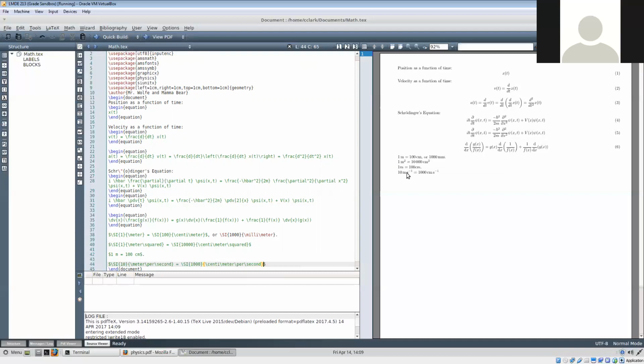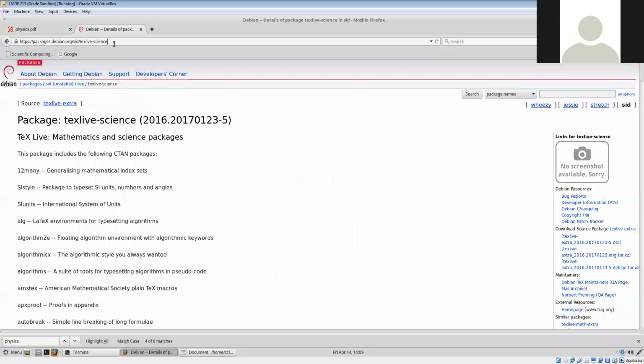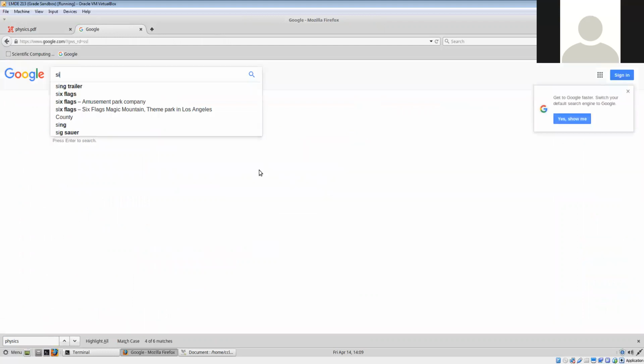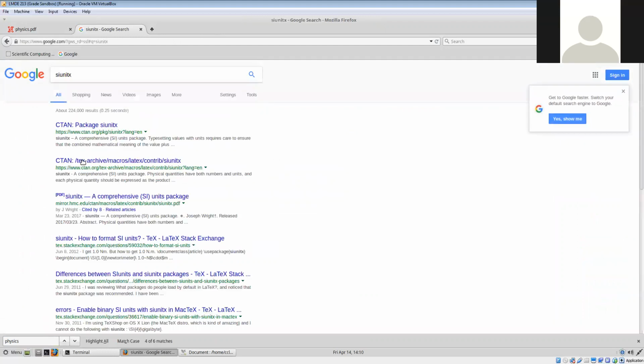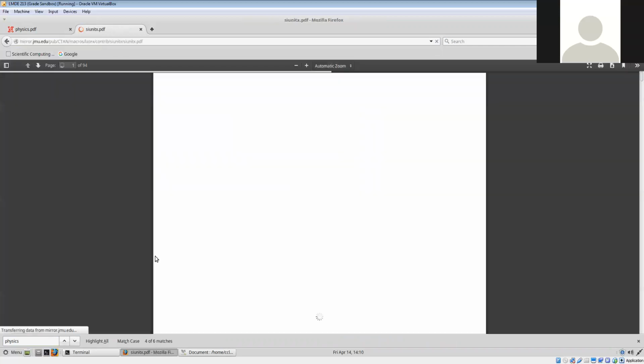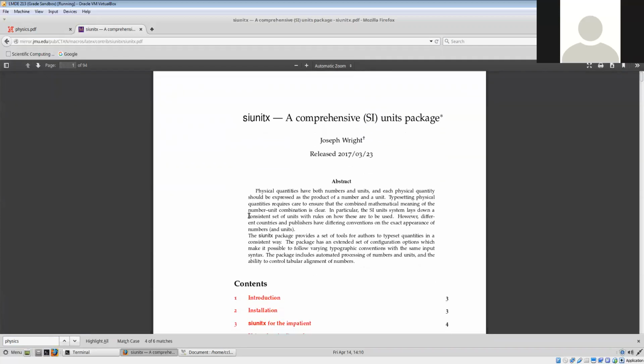If you don't like that, which I don't, there's an option to have it do the fractions, to actually do a meter over second. How would we go about changing that? Let's figure out what that is. So I'm going to do SI unit X. Of course, Yahoo doesn't find anything. SI unit X. And here is CTAN. Here's the package documentation. And let's look for fraction.